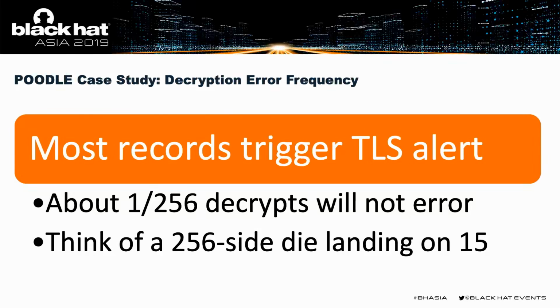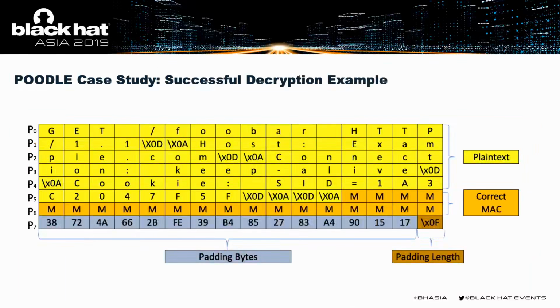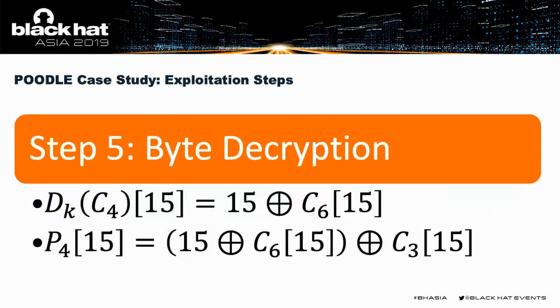You can think of the POODLE attack as being, for each byte you're trying to decrypt, you're rolling a die with 256 sides, and you're hoping that it comes up on the number 15, or 8 if you're working with DES. On the successful case, we randomly end up having that hex F, 15, as our padding length. So now the packet is able to be properly parsed out. The MAC value makes sense. And so now the attacker does not get an alert, and they can make an inference about the data. They can now decrypt the last byte from that one ciphertext block.